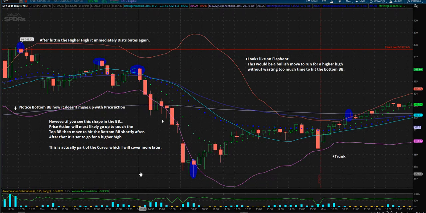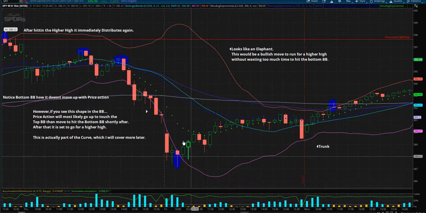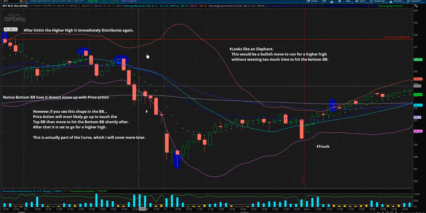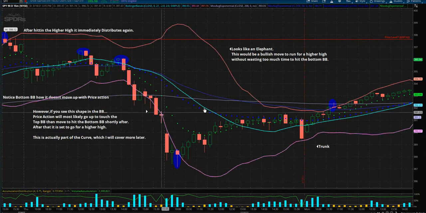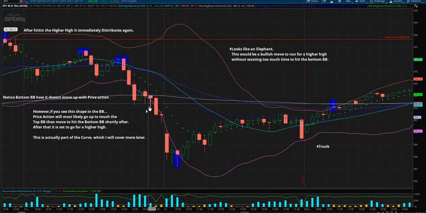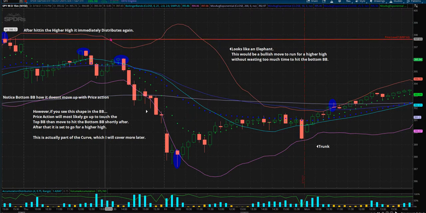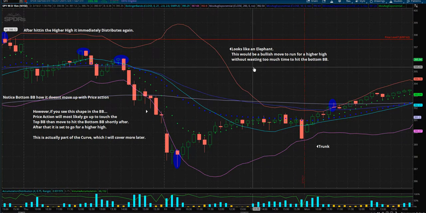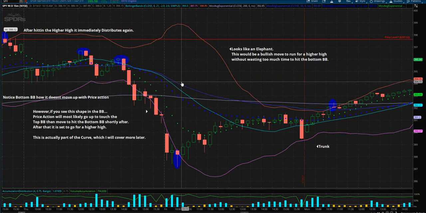Now, one of the things I want to point out is, look at the shape of the Bollinger Bands right here. It looks like an elephant's head. And this is the trunk over here, and this is the elephant head. This is the forehead, this is the bottom jaw, this is the neck. You know, get all this mess over here, just where the dump starts. Now, whenever you see this shape like this, that's a very, I don't know, bearish kind of move.